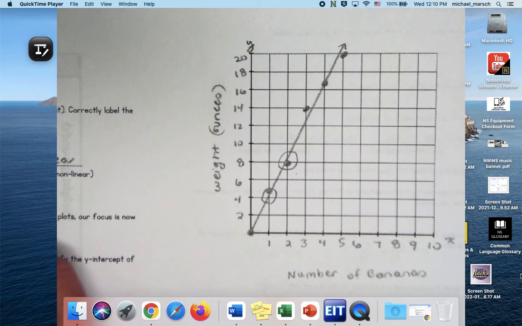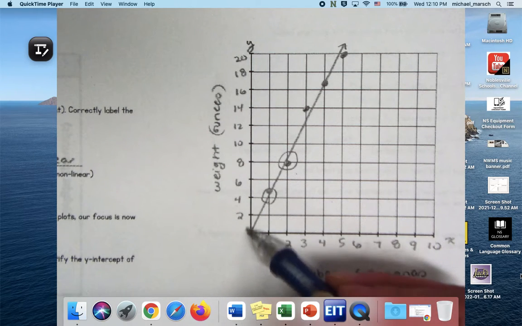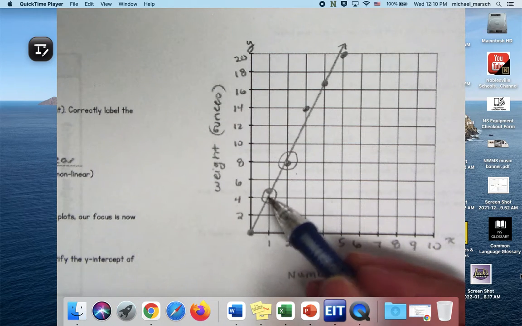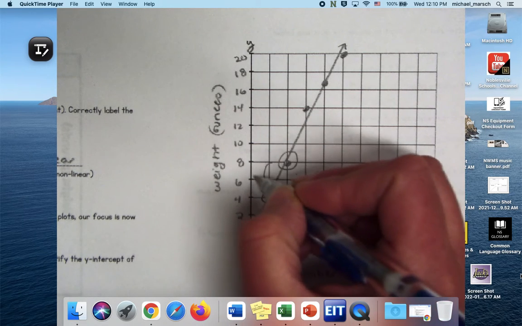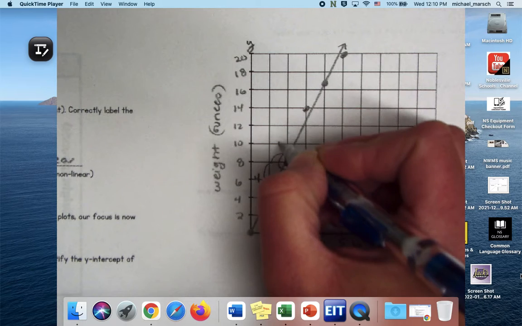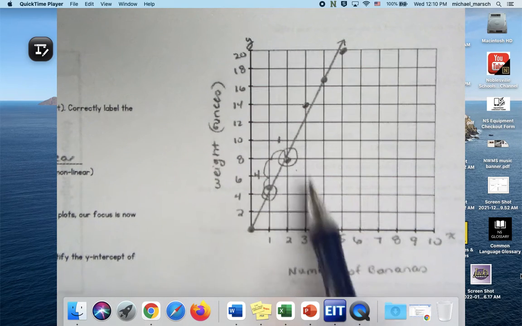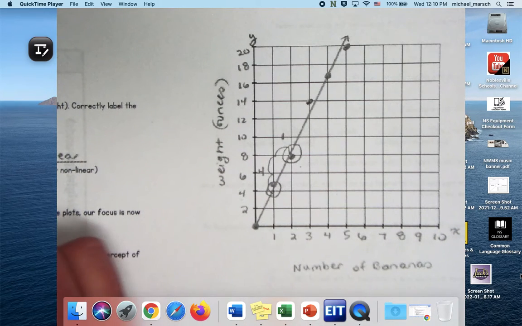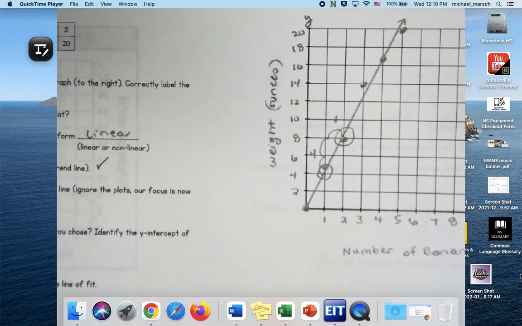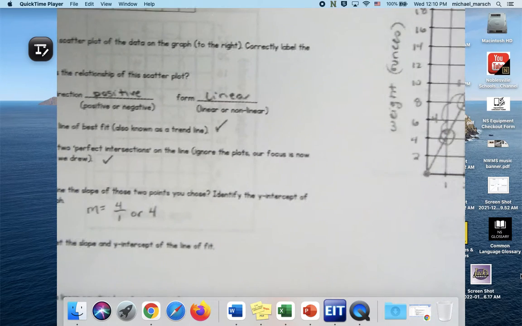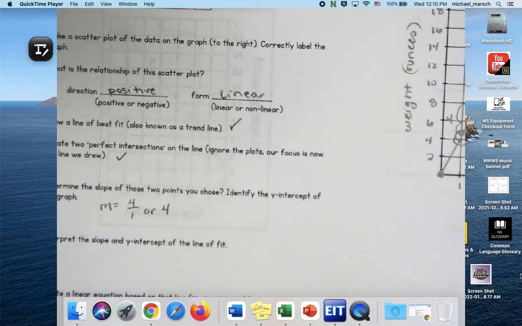My slope is going to be up 4 over 1, right? Because this is worth 2, 4. And this is only worth 1 because our scales aren't the same. We have to pay close attention to the increments. Did anybody get a different slope for your trend line? Everybody in this room got 4. What'd you get? That's okay. 2. Great.